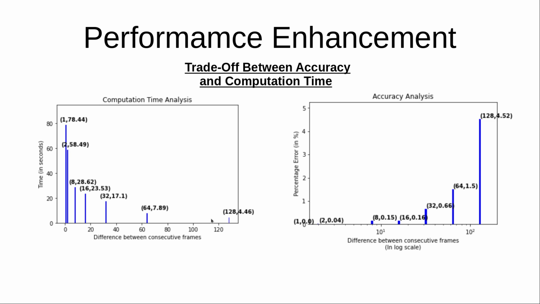This is what this graph shows. The computation time reduces, but at the cost of inaccuracy. This is the percentage error associated with each difference of frames. You can see that at a 128 difference of frames, the percentage error is 4.52. So we safely took the difference between frames as 64 for our application. As you can see, the computation time is almost 10 times lower than the previous computation time, and the percentage error is also very small. This is another enhancement in our release 2.